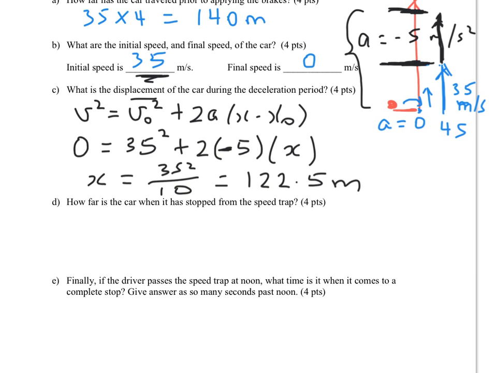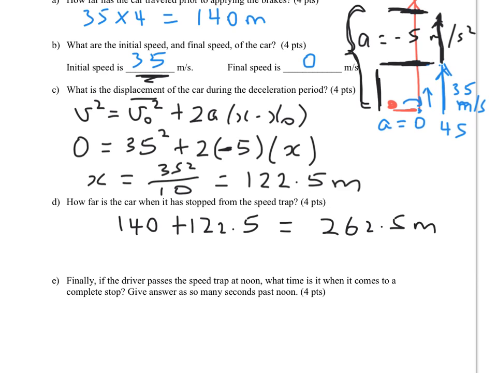Now, part D asks, how far is the car when it is stopped from the speed trap? In other words, they want to know this distance. Now, in this part of the journey at constant speed, part A shows you travel 140 meters. And then you travel an additional 122.5 meters. So the total distance that you travel is 262.5 meters. So that's how far the car is stopped from the speed trap.